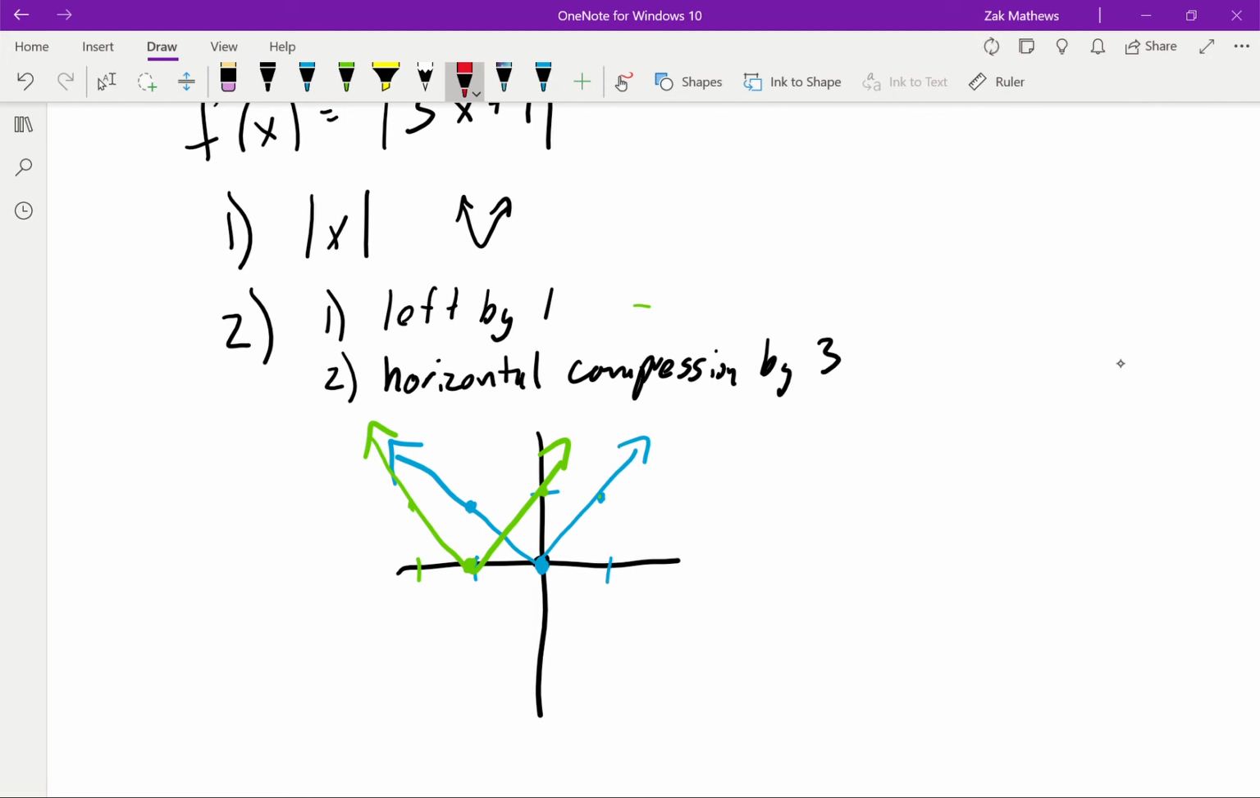1/3 of negative 1 is negative 1/3. This is negative 2. A third of negative 2 is negative 2/3. 0 stays 0. I've already gotten that in the wrong place. Get that red dot out of there. It should be there because it still has the same height. And so now if we connect those red dots, we end up with this very sharp V in here, and this red image would be our final image.